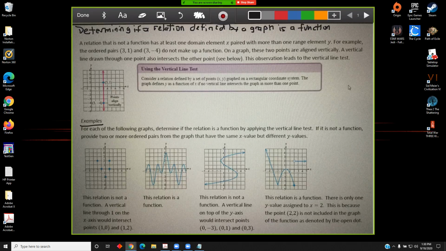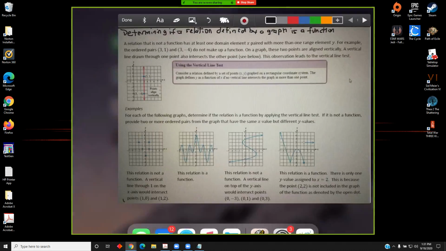If it is not a function, provide two or more ordered pairs from the graph that have the same x value but different y values. All right, let's begin with our first graph.